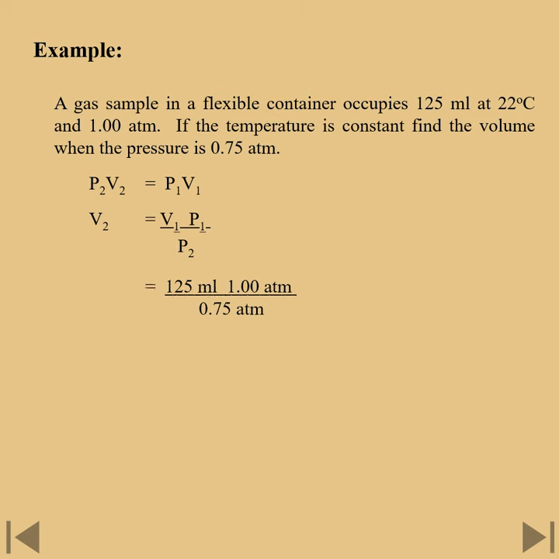So I can go ahead and plug them in. If one was in atmospheres and one was in millimeters of mercury, I'd have to convert one into the other. Do note here, the atmosphere units cancel, leaving us with the appropriate units of milliliters. Okay, our volume went up. Does that make sense? Well, our pressure went down, so yes, it does make sense.